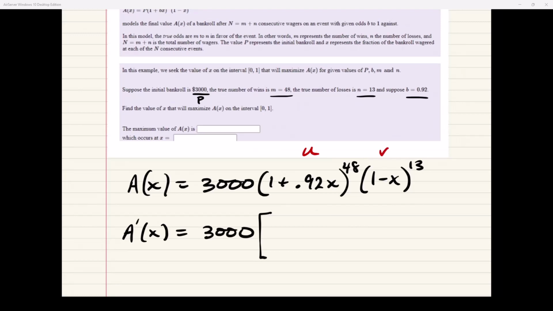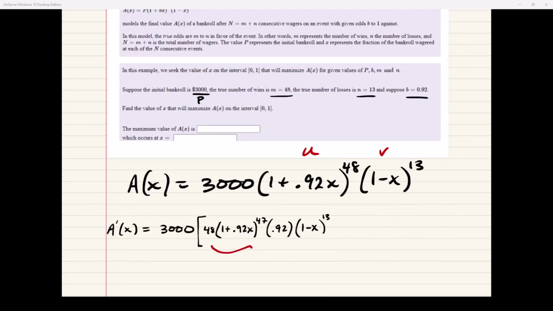u and this v, then the derivative of u, well, the 48 is going to go down in front as the power rule. As we follow the power rule, we get 1 plus 0.92x to a power 47, and then the chain rule would produce a factor of 0.92, and then I have to copy this 1 minus x to a power 13, and now we're running out of space. So what I have right there is u prime times v. And after you do u prime times v, you have to do u times v prime for the product rule.